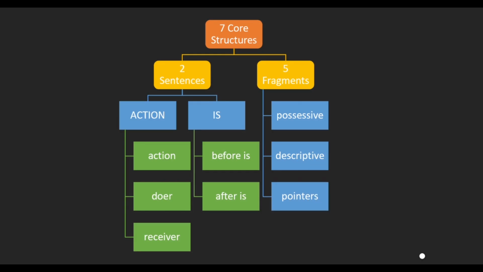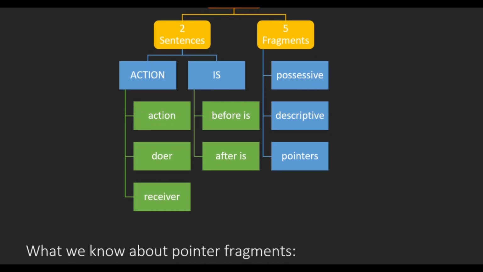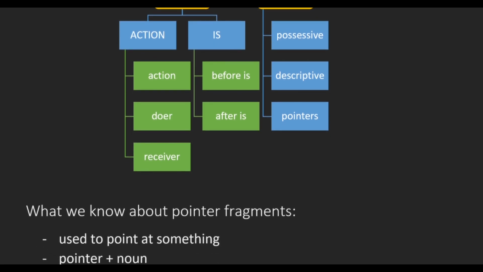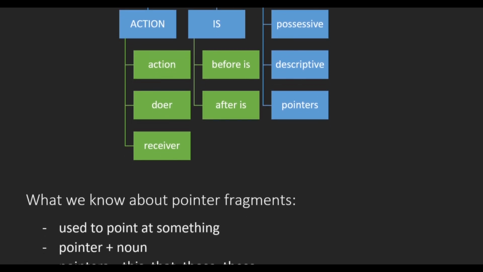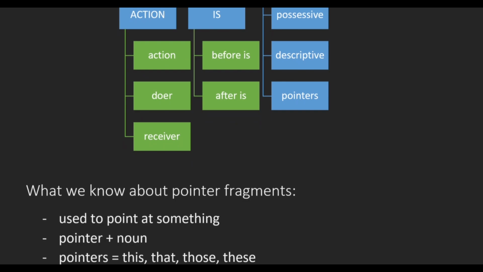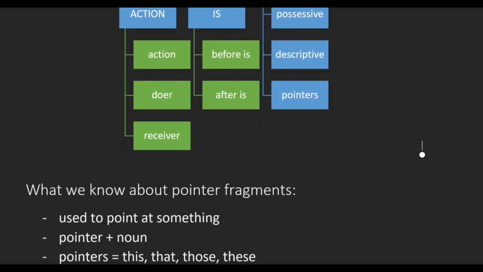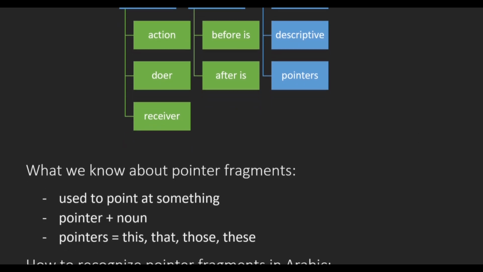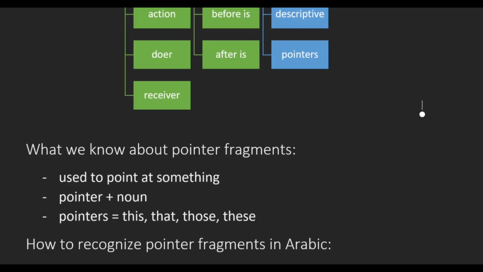Pointers. Remind me what a pointer is? A fragment where you're pointing at something, made up of a pointer word and a noun that came after. A pointer word followed by a noun, right? In English our pointer words were this, that, these, those. And in Arabic, the way we recognize a pointer is actually exactly the same.